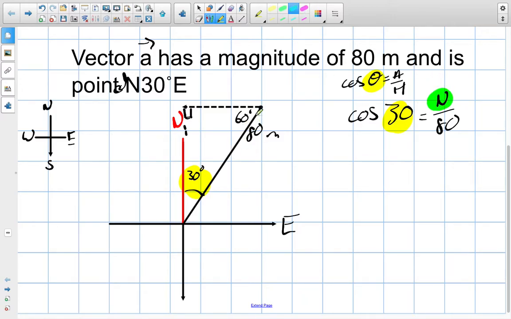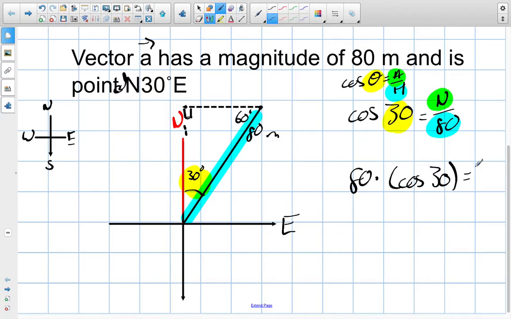And our hypotenuse, which is this very long side here, opposite the 90 degrees, that was 80. So now that we have that, we are going to isolate algebraically for our north. So this will become 80 multiplied by cos 30 is equal to the magnitude of north. And we know north is just pointed north, we don't have to give it any direction there.